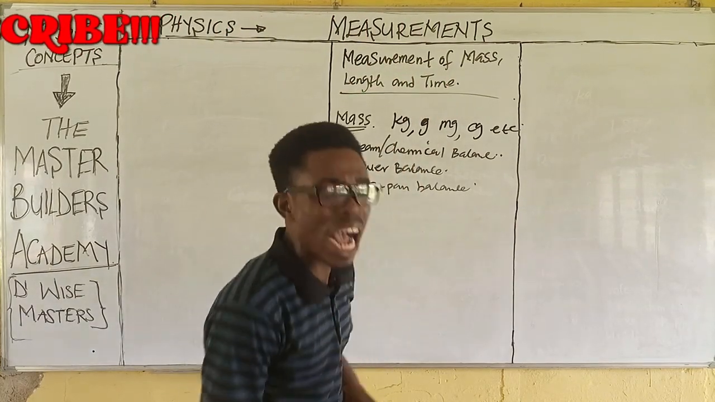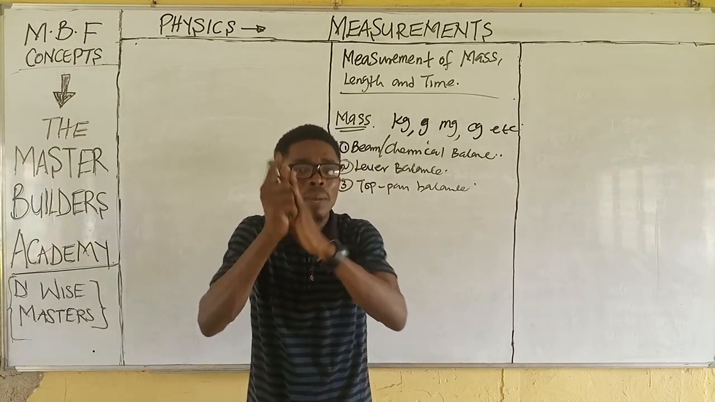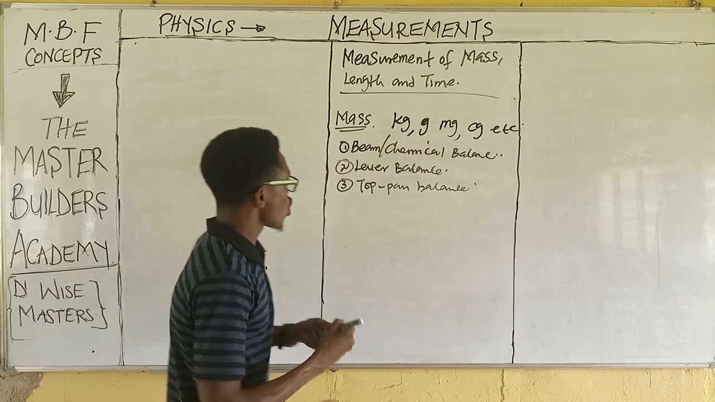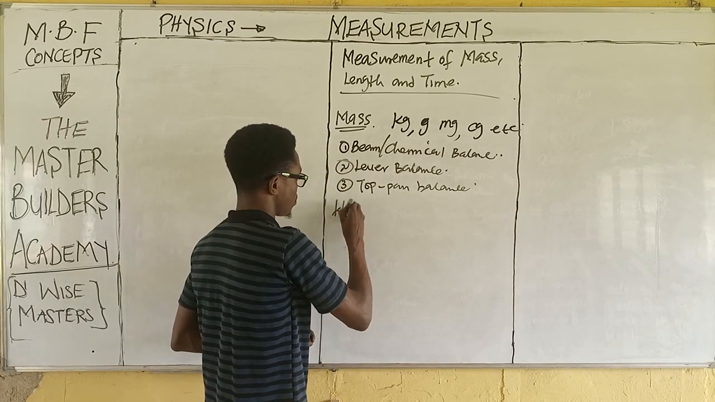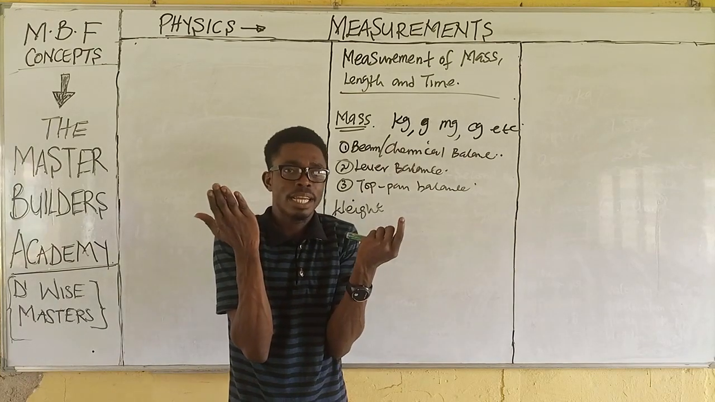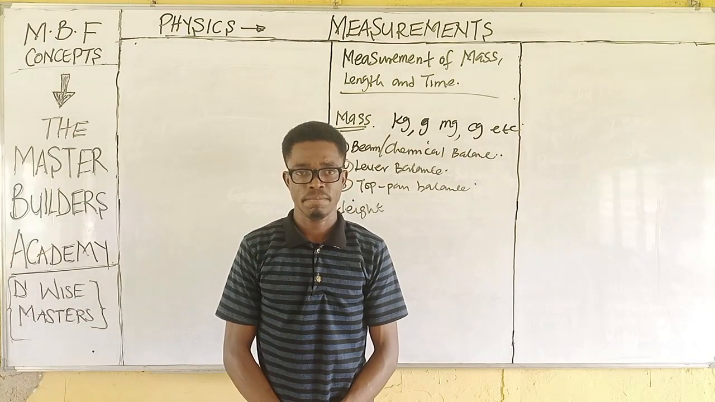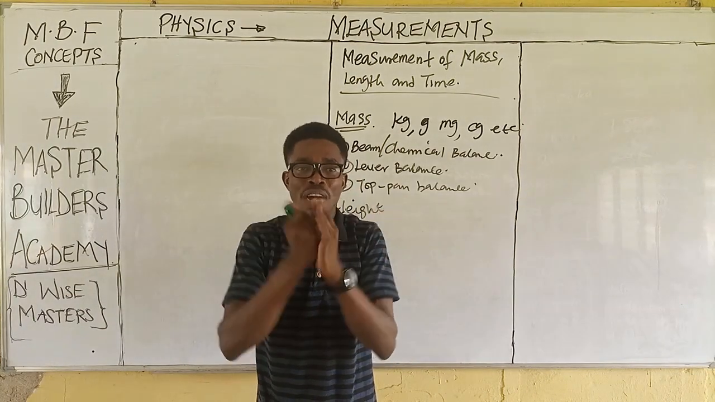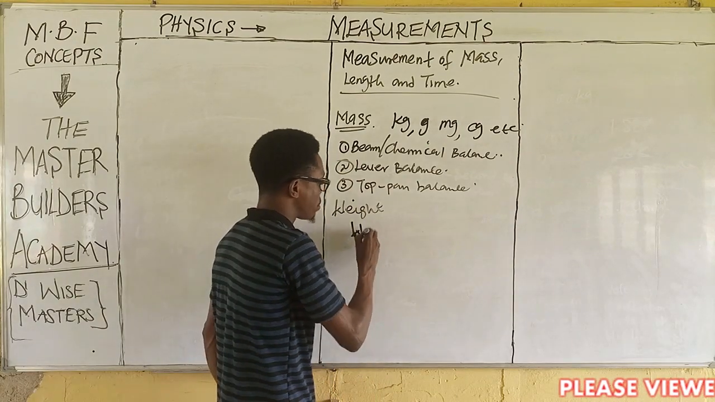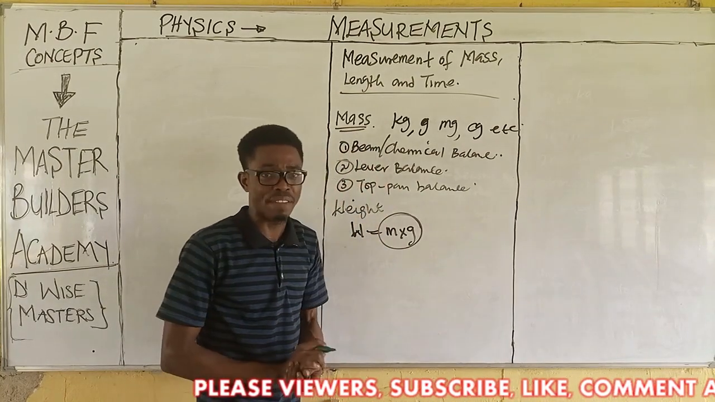Then there is also another way to get mass, from calculation. And this is what we call weight. Alright? So under mass we have weight. So if I know the mass of an object, indirectly I also know the weight of the object, because the weight of an object is the mass of the object multiplied by acceleration due to gravity.